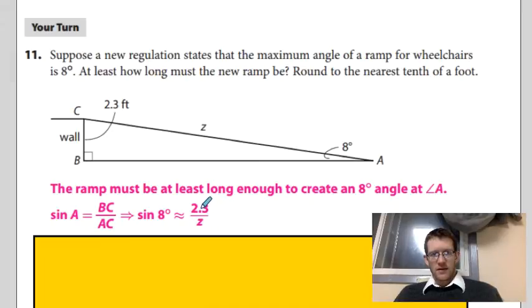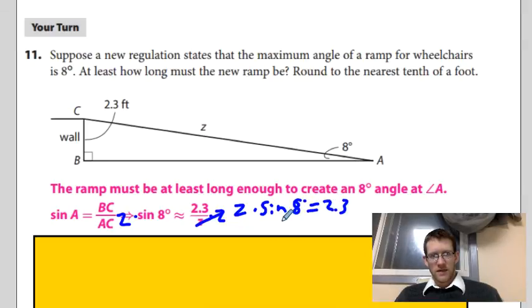Just as a reminder here, we can't just divide both sides by z. This time the z is in the denominator, so we have to multiply both sides by z and then divide both sides by sine of 8. Another way to think of this is we have sine of 8 over 1, and then we can cross multiply. Regardless, we need to get z by itself in some way, shape, or form. So in this case, I'll just multiply both sides by z. These ones cancel. That gives me z times sine of 8 is approximately equal to 2.3.